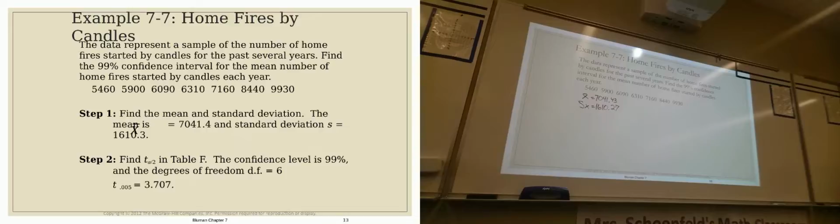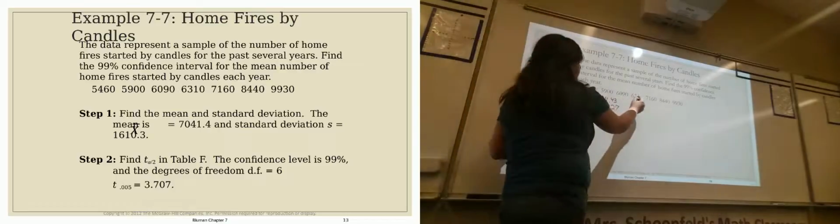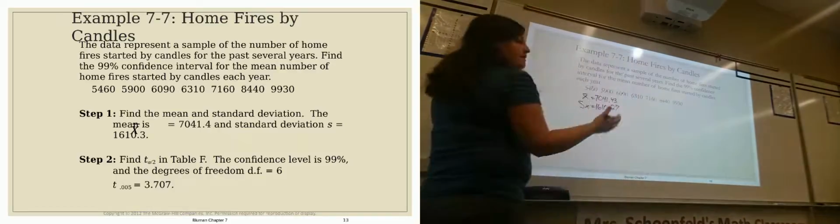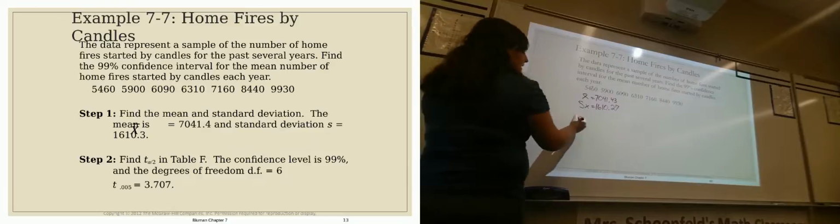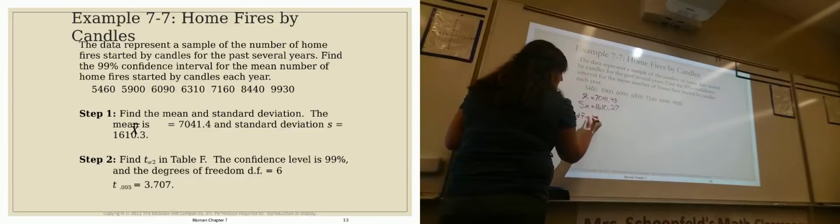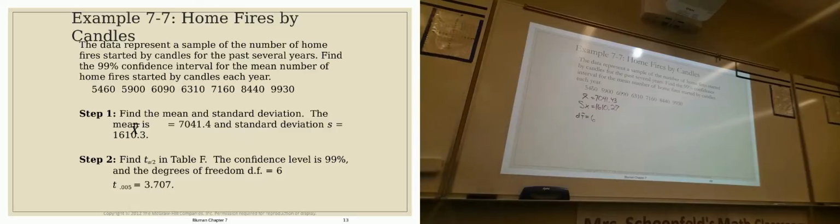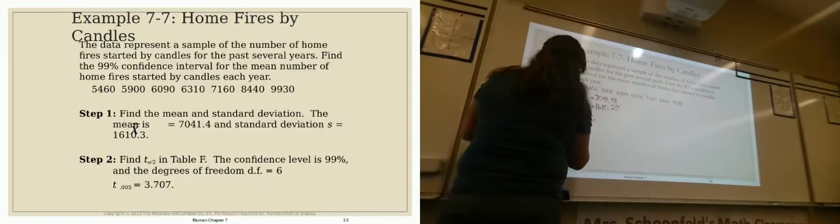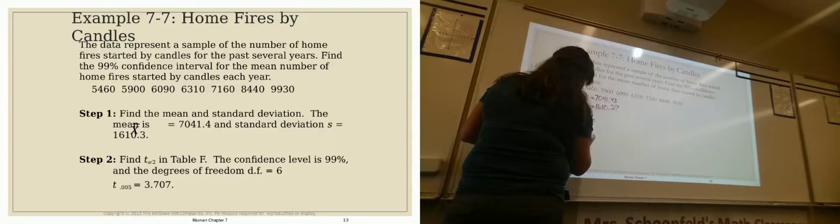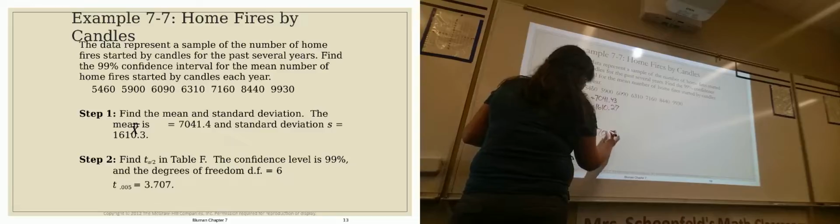So I have my t-table now. You have to count how many pieces of data there are: 1, 2, 3, 4, 5, 6, 7. So my degrees of freedom equals 6. I look at the 6 in the left-hand column, and it wants 99%, so I go all the way to the right-hand column and get 3.707. So my t alpha over 2 is 3.707.